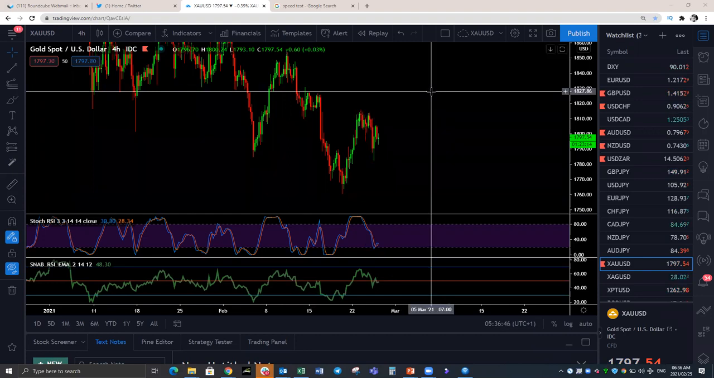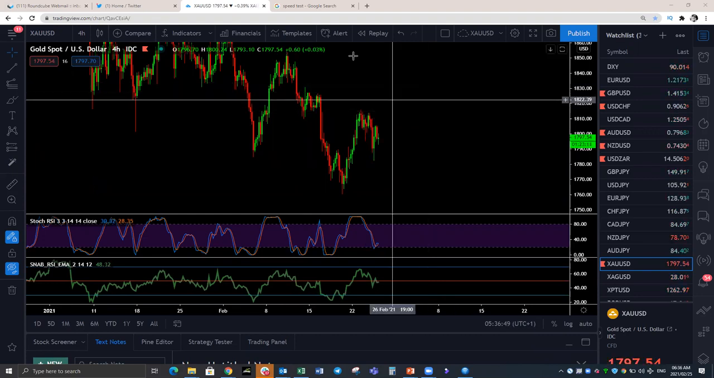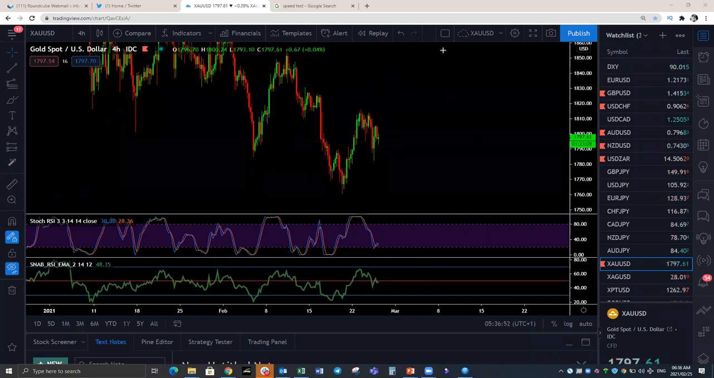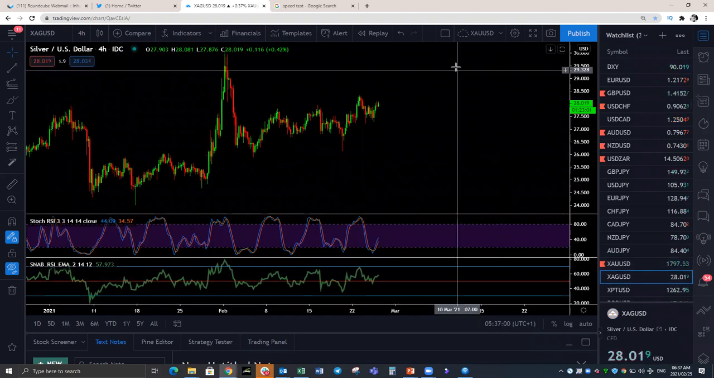So not really showing a clear direction as to whether we're going to break out of this structure or continue to the downside. So just give it a bit more time to give us more data on gold. All right, so that is gold.